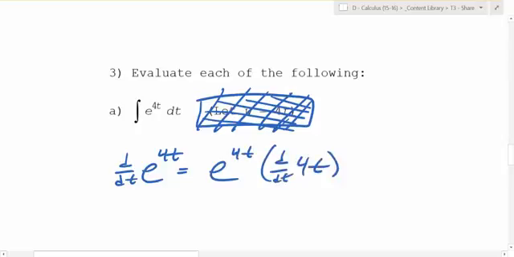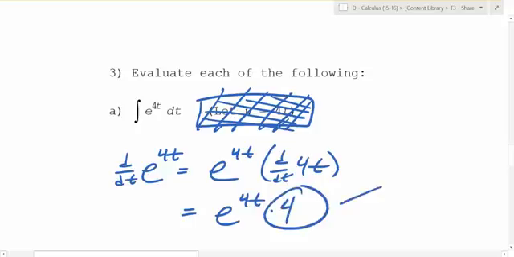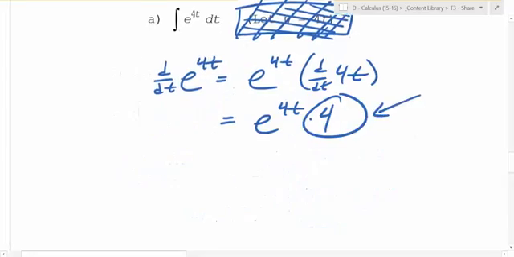What's the derivative of 4t? 4. So you have this random 4. You don't want that, right? So what do you do to the original? What do you put there? A 4 in the denominator. So instead, the antiderivative is going to be e to the 4t all over 4 plus c instead. Because when you take the derivative, the 4 is in the denominator, nukes that 4 out.